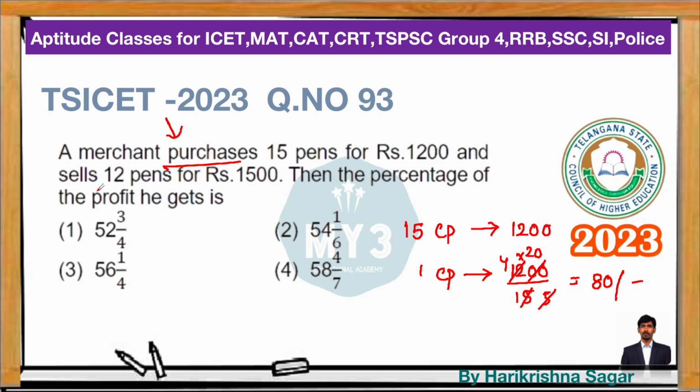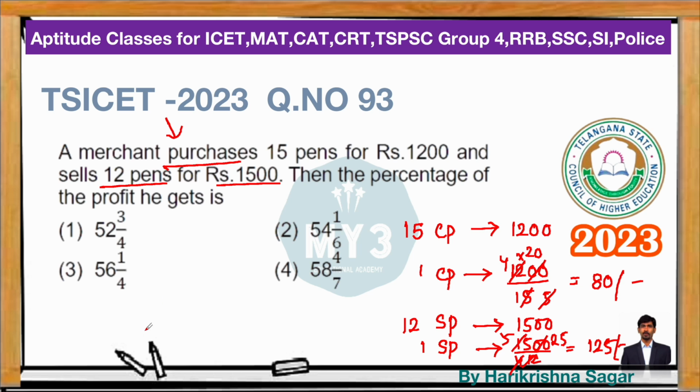And now he sells 12 pens at 1500 rupees. That means 12 pens selling price is equal to 1500. If you know 12 pens selling price is 1500, the selling price of 1 pen will be equal to 1500 divided by 12, which is going to be 125. So I clearly understand cost price is 80 rupees, selling price is 125 rupees.